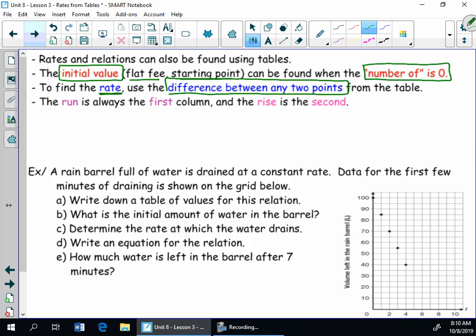Okay. When you do this, make sure your run is always the first column, and your rise is always the second column. So this is your up. That's in the second column, the Y values. And this is your over. That's in my first column.